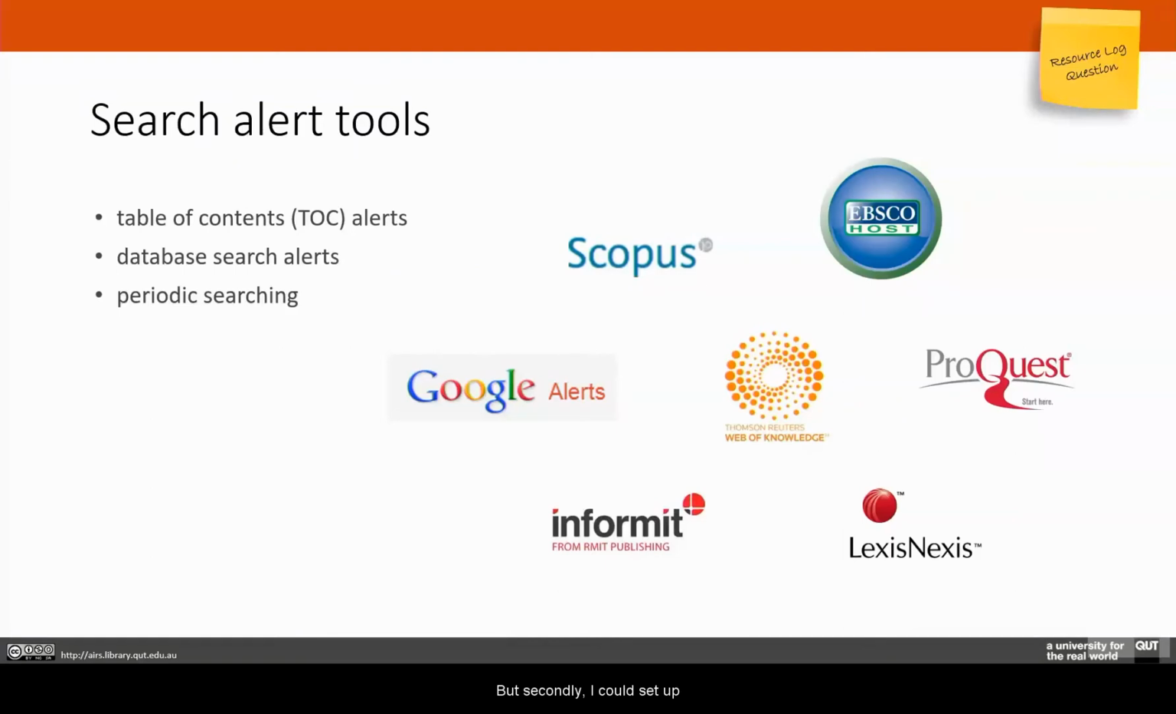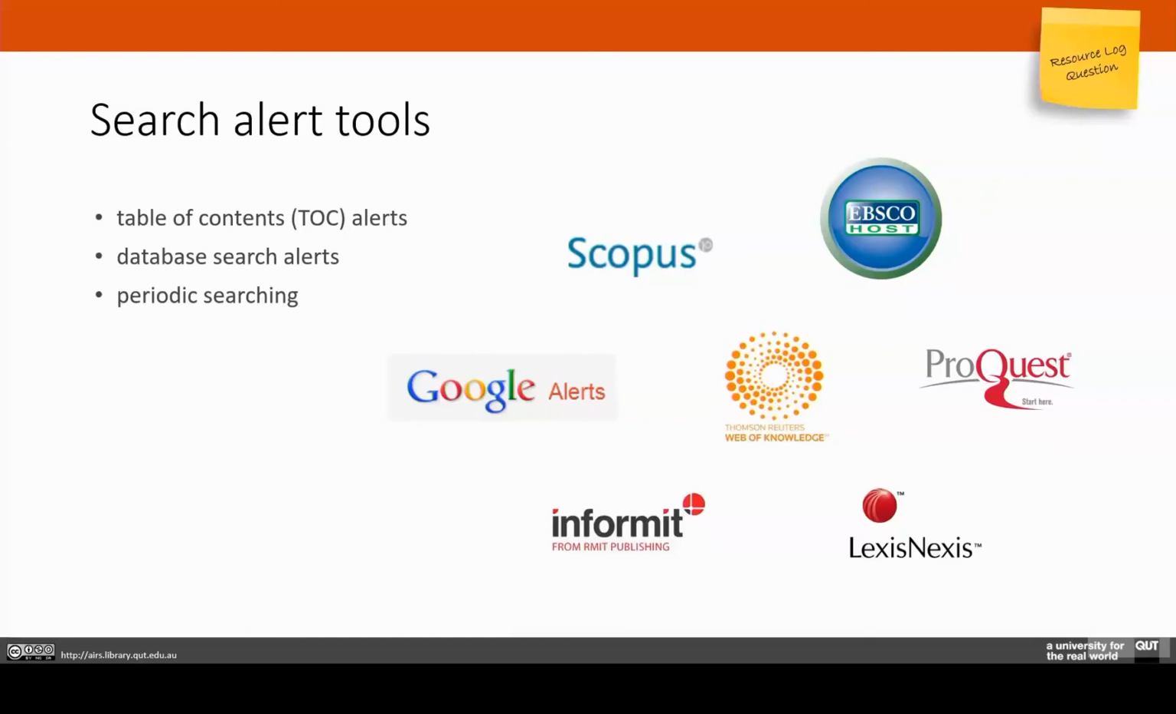But secondly, I could set up a database search alert so that every time that database is updated with resources that match my search, I'll get an email to my account saying these are the new records that have been added to the database that match your search statement. I think that's great. So a search alert is a keyword search automatically run at specific intervals and emailed to you. These databases and others provide this sort of feature.